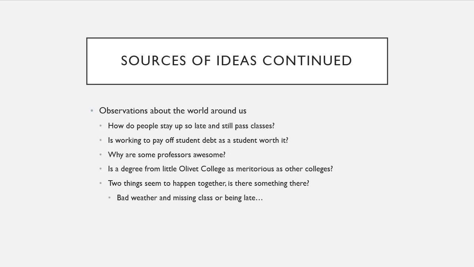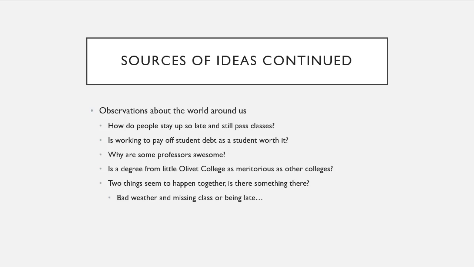So something else that you can look at is some kind of correlation, or two things that seem to happen together. But is there something there? So here's an interesting thing. When the weather is bad, you'd be surprised at how many people miss class or are late to class. We get 4 or 5 inches of snow, which is kind of a moderate amount of snow here in Michigan. Most professors will still come to class as long as the roads have been plowed and things like that. But you'd be surprised at how many people who live over at Shippard don't make it to class because of the snow.